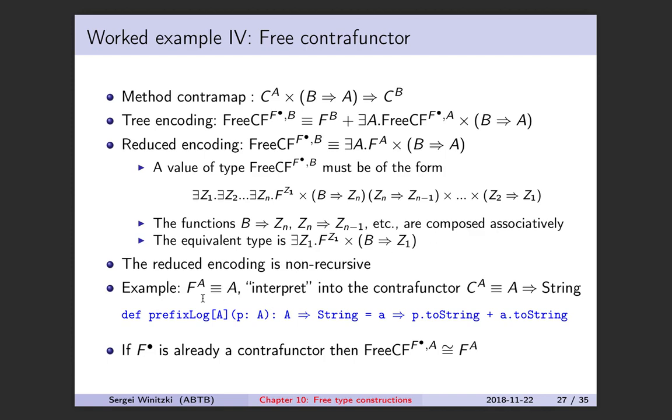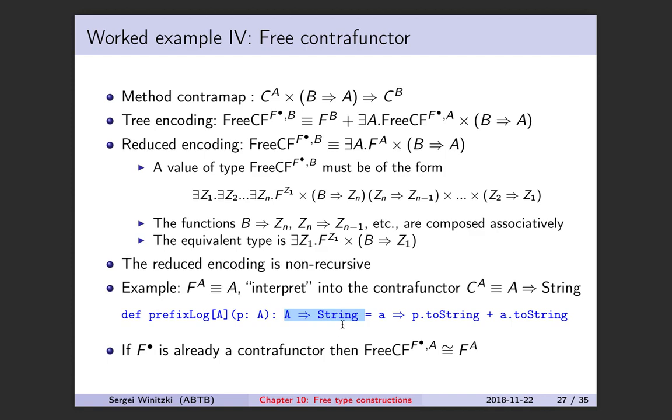So for instance, I can take a functor, such as this one, the identity functor, and I can wrap it into a free contrafunctor. So then this will become a contrafunctor after wrapping. Then I can create a contrafunctor program by applying contramap a few times to this. Then I can interpret the results into a specific contrafunctor such as this one. And the only thing the interpreter needs is a function from here to here.